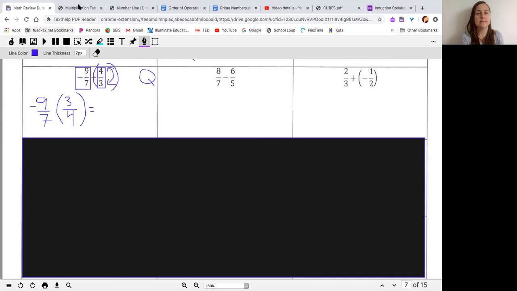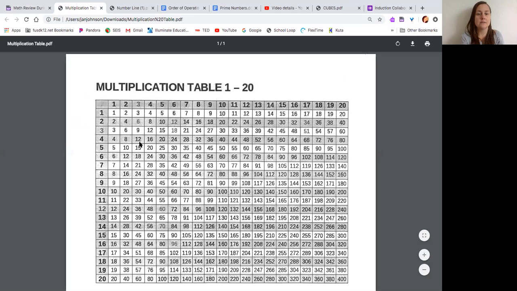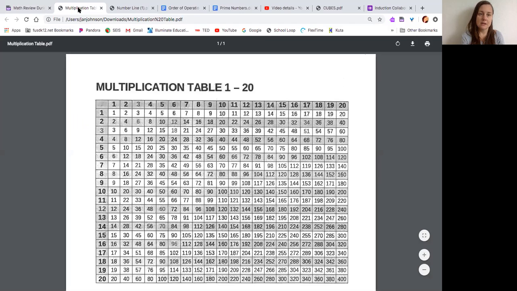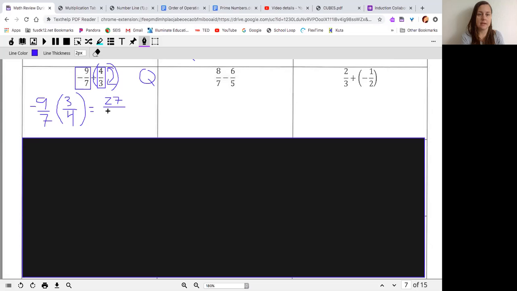9 times 3 is 27. That looks like a Z, but it's a 2. 7 times 4 is 28. Okay. Well, that's a little bit better too. A negative times a positive is negative. Okay, so 27 over 28.